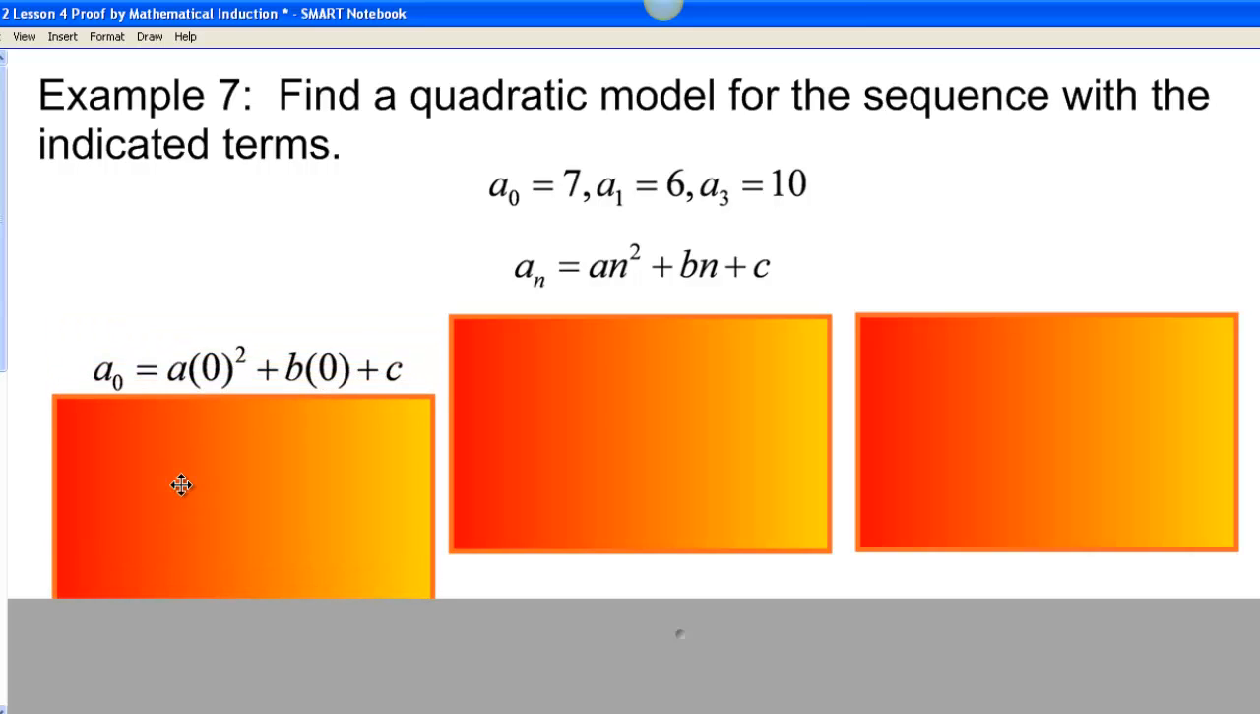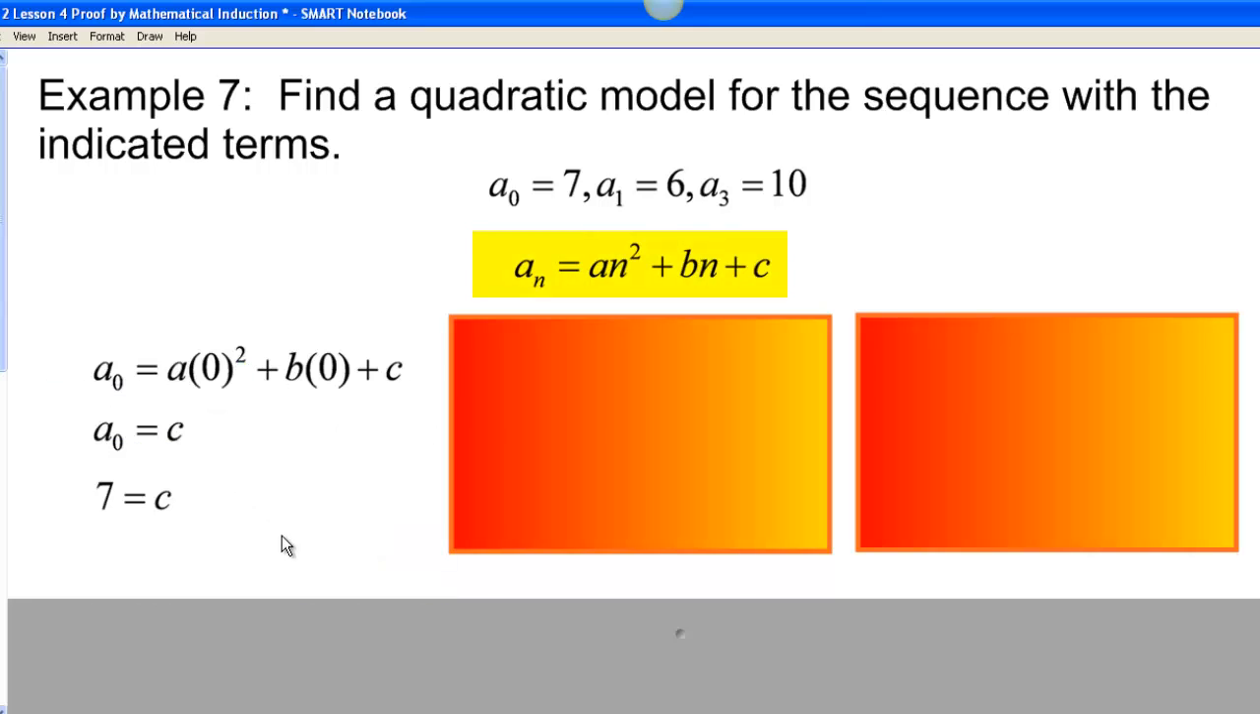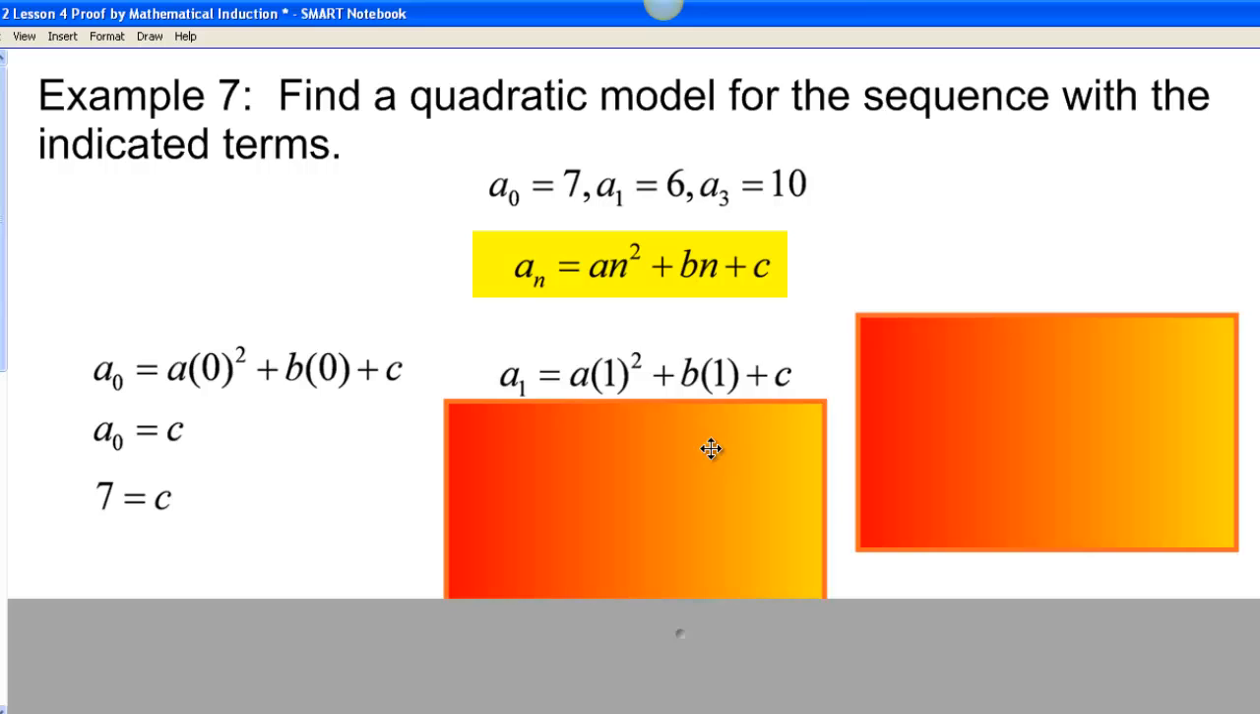I can figure out some information. If I know that a sub 0 equals 7 and I plug it in, a sub 0 is equal to a times 0 squared plus b times 0 plus c. So a sub 0 is c, and I know that that is equal to 7, so the constant of this quadratic is 7. Now I can use a sub 1 equals 6 and do the same process.